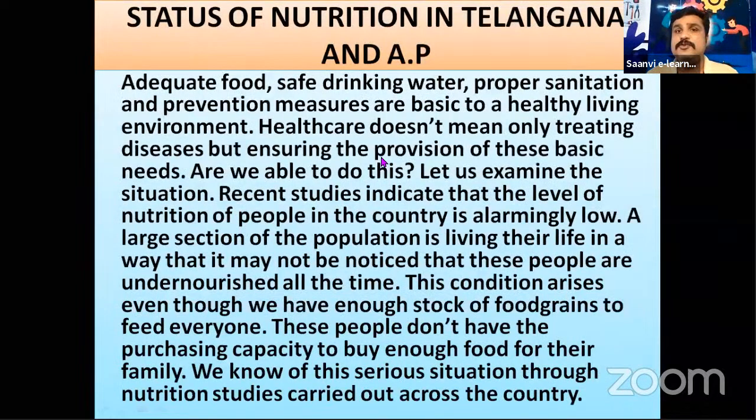The same way, the status of nutrition in Telangana and AP, nutritious food, affordability of food or accessibility of food, we can discuss here. Adequate food, safe drinking water, proper sanitation and prevention measures are basic to a healthy living environment. Very, very important. Adequate food, safe drinking water, proper sanitation and prevention of diseases are basic to a healthy living environment, or healthy atmosphere, we can say. Healthcare doesn't mean only treating diseases but ensuring the provision or availability of these basic needs.